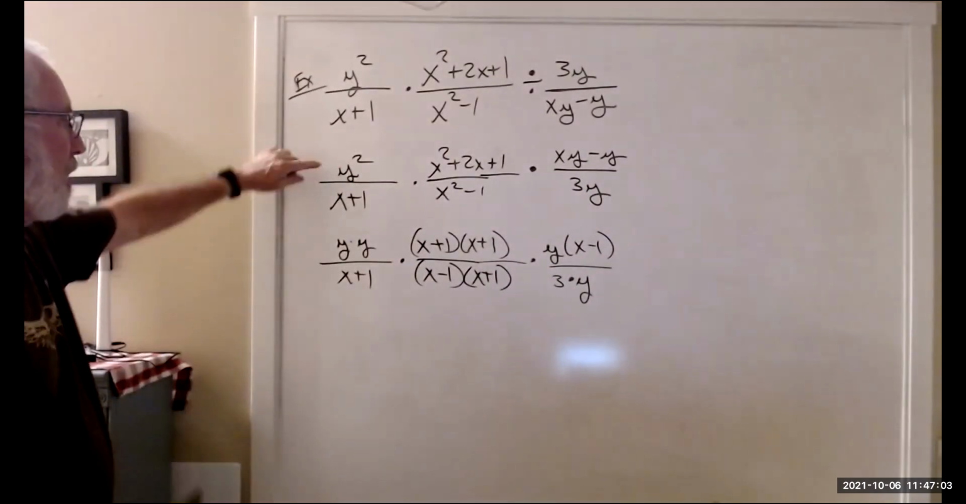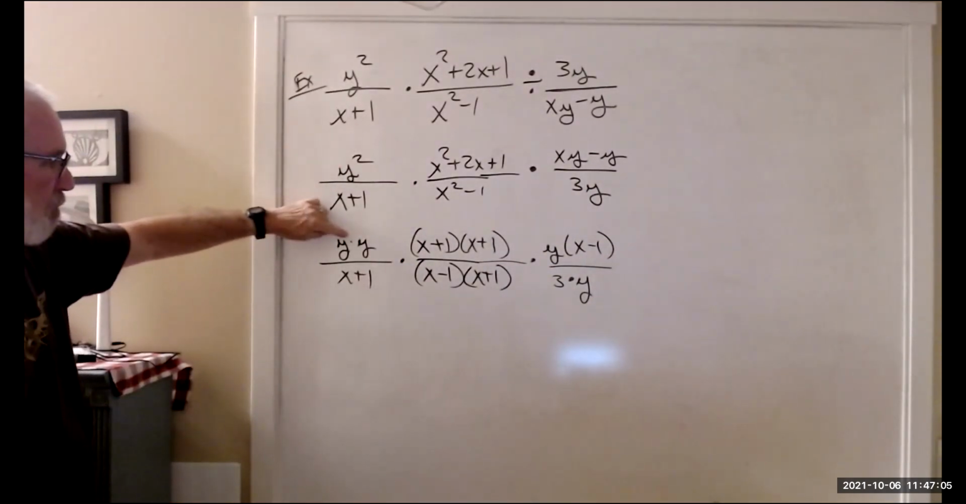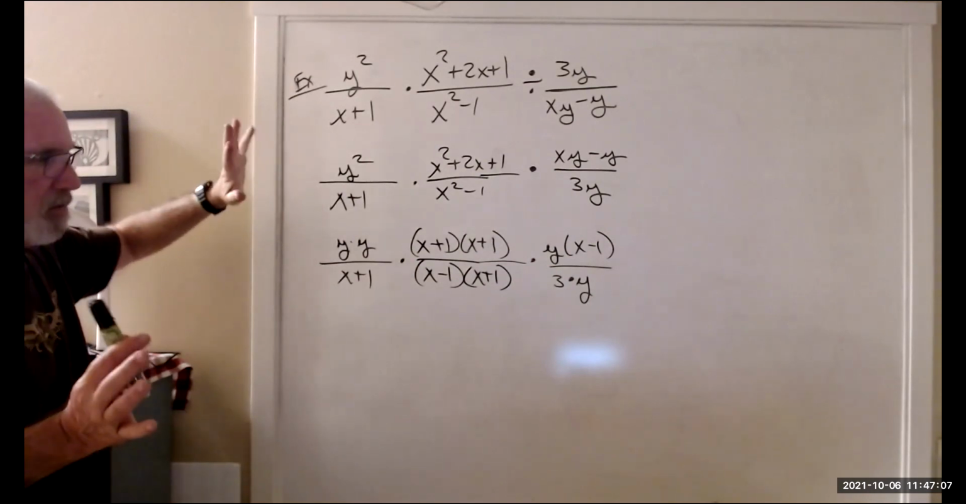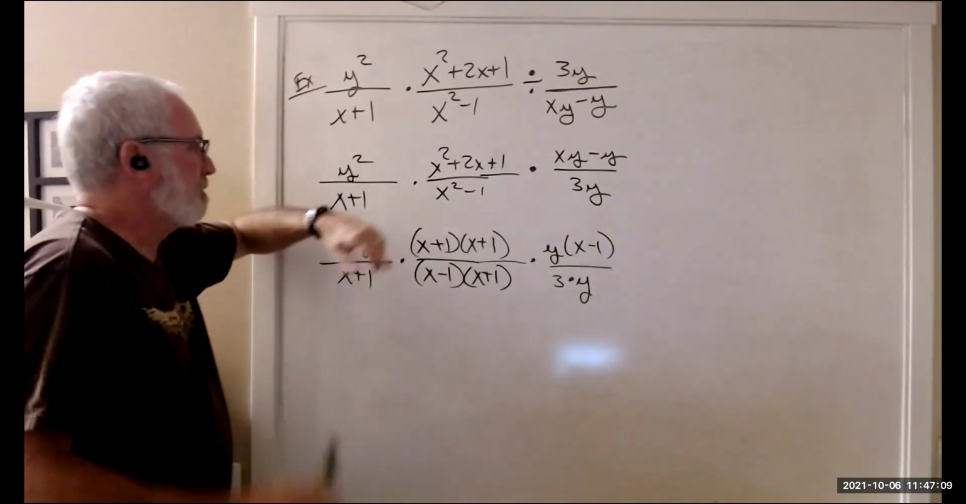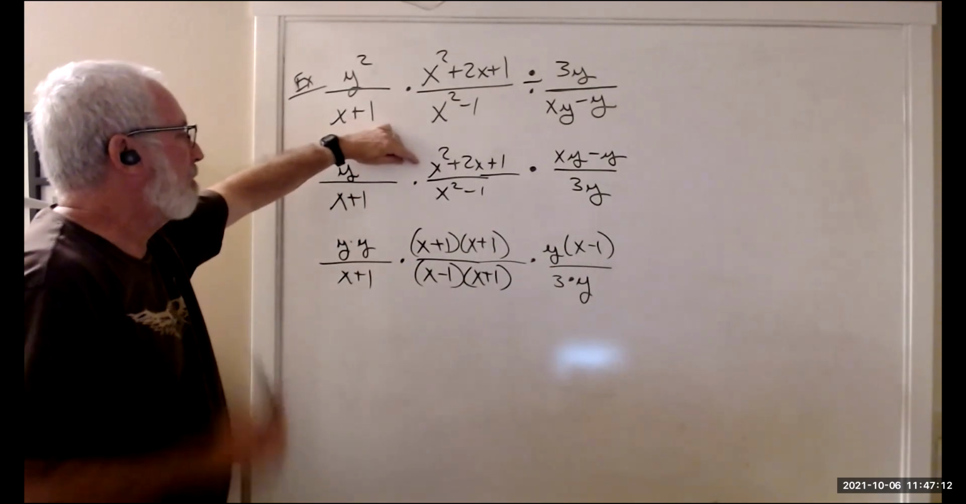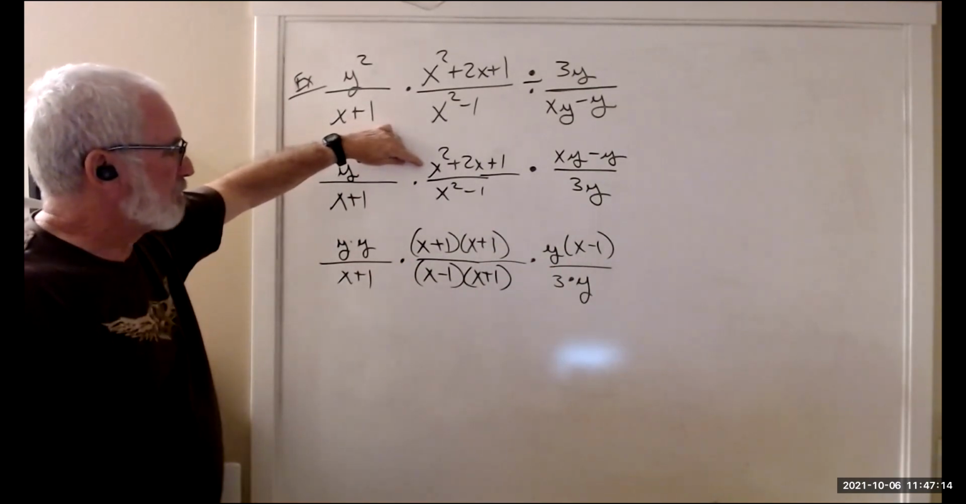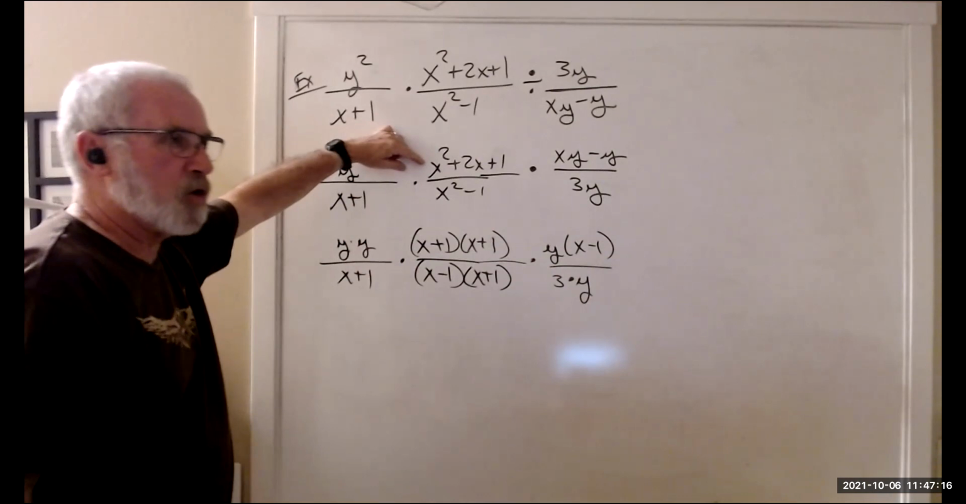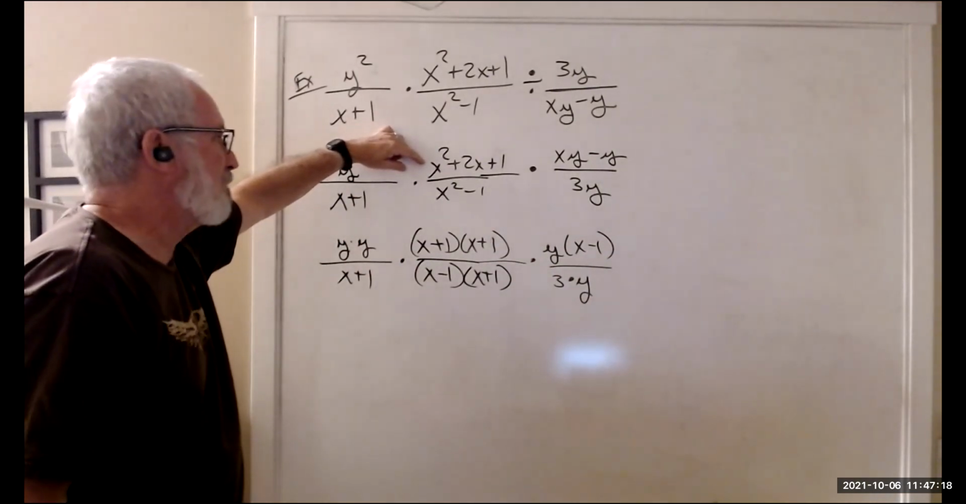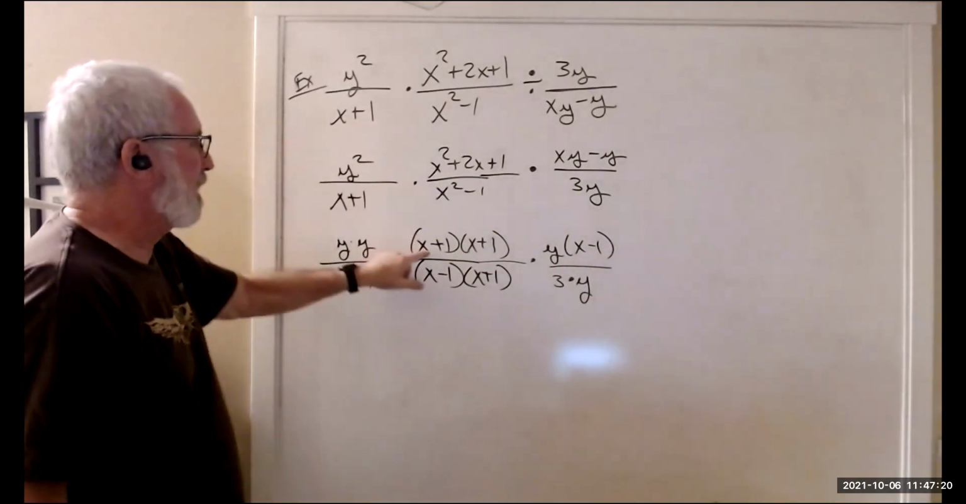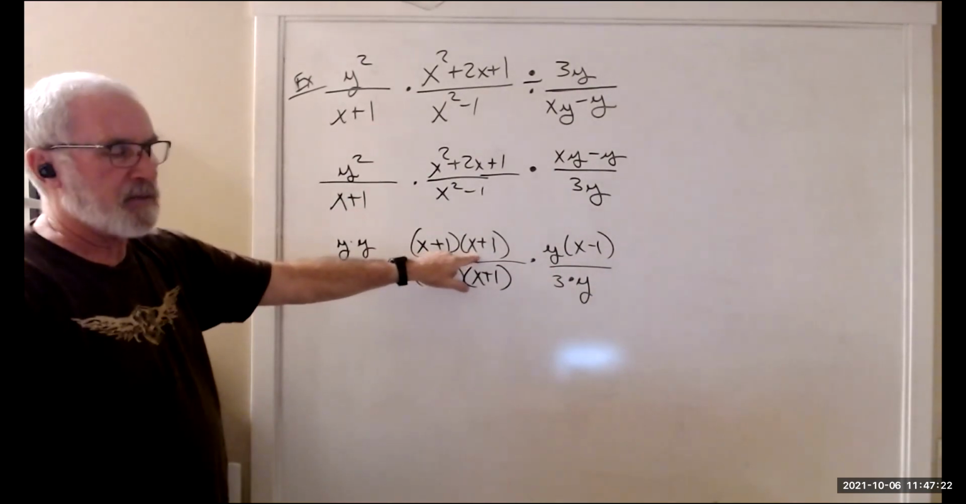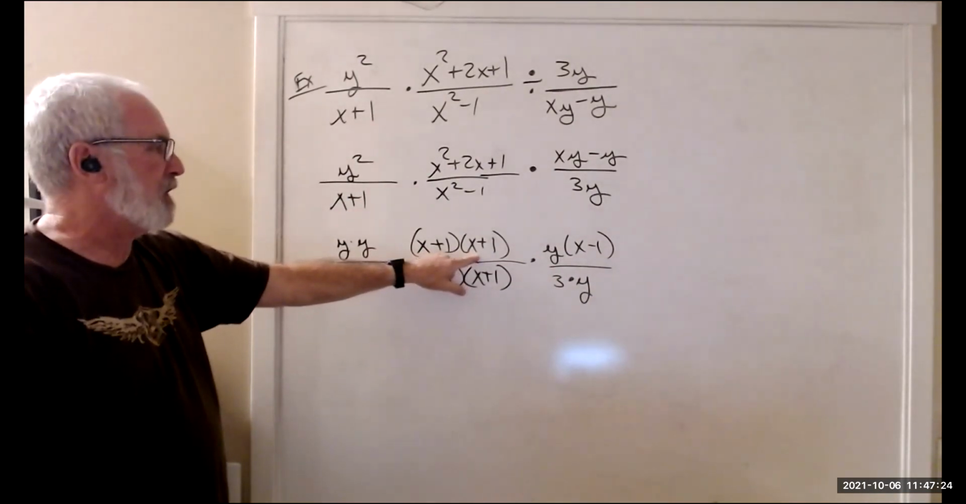So y squared, I separated as y times y. I don't know why. That was a joke, pun. X squared plus 2x plus 1. It's a trinomial. I used AC and easy factoring and got x plus 1, x plus 1. And I'll be happy to show that if you need it.